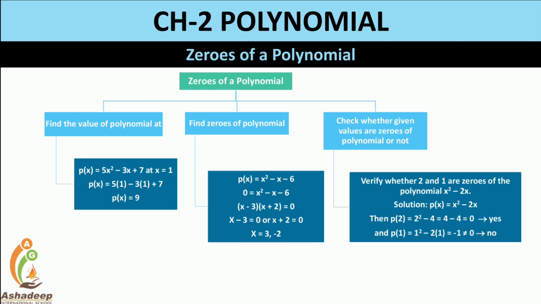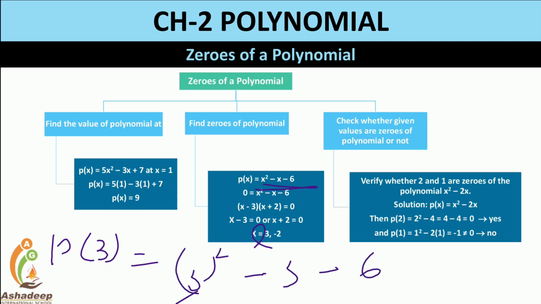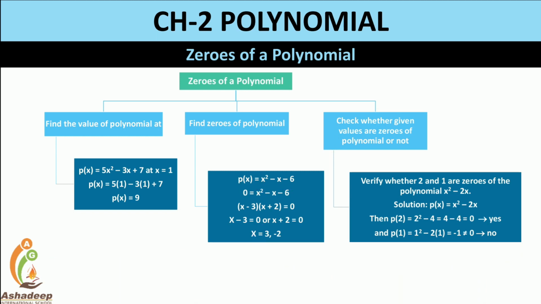Now how can you say that they are the 0? So check this. Here we have given the p of x, but instead of x you put the 3. So instead of x I put the 3 in this equation. So it is 3 square minus 3 minus 6. 3 square is nothing but 9. Minus 3 minus 6 is minus 9, so 9 minus 9 is equals to 0. If you get the 0, your answer is correct.